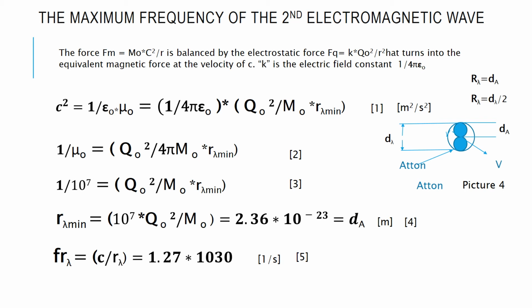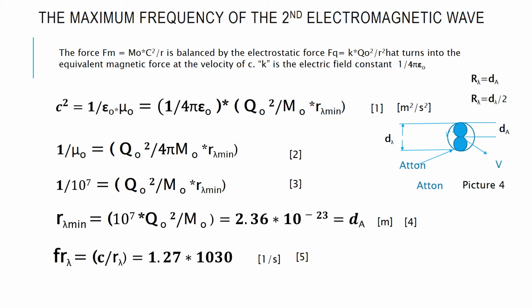2.3536 × 10 to the minus 23 meters. And that leads to the maximum frequency of a photon, or this helix coil flying through space, of 1.27 × 10 to the power of 30 hertz. Sorry for the typo there, 10 to the power of 30 hertz.